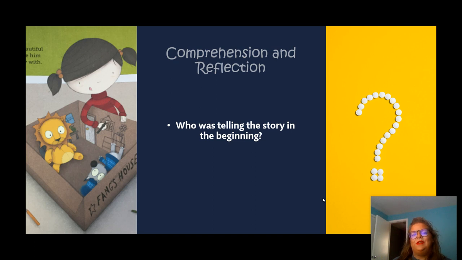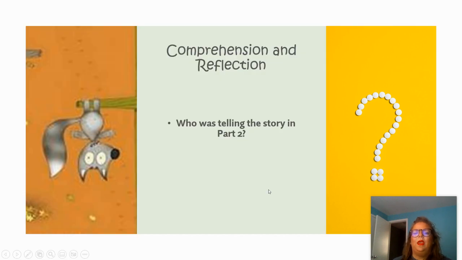So that first question to comprehend and reflect on is, who was telling the story in the beginning? So you want to think about, who is telling that story? Who is telling the story in part two? So we know that we have the little girl's perspective first, then we have the raccoon's perspective.